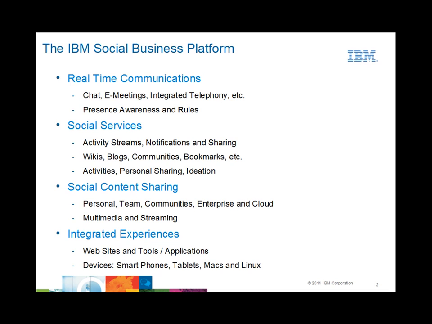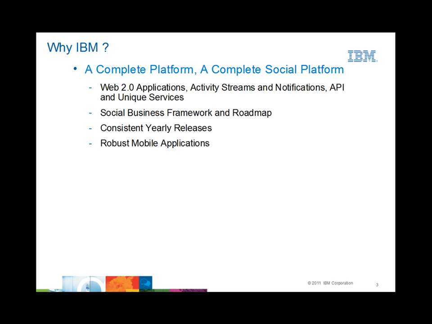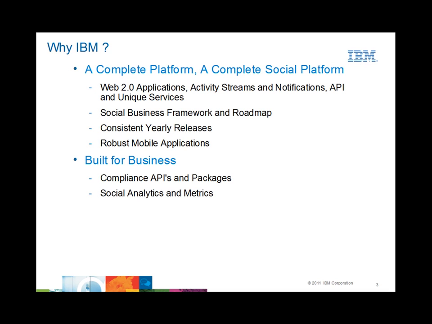So why IBM? Well, we feel that several characteristics differentiate IBM social business from the traditional ways of collaborating. First of all, IBM is a complete platform of collaboration services and an industry-leading social business platform. It is not just an activity stream or a wiki service, it's a complete set of tools. Second, it's IBM, so it's built for business.